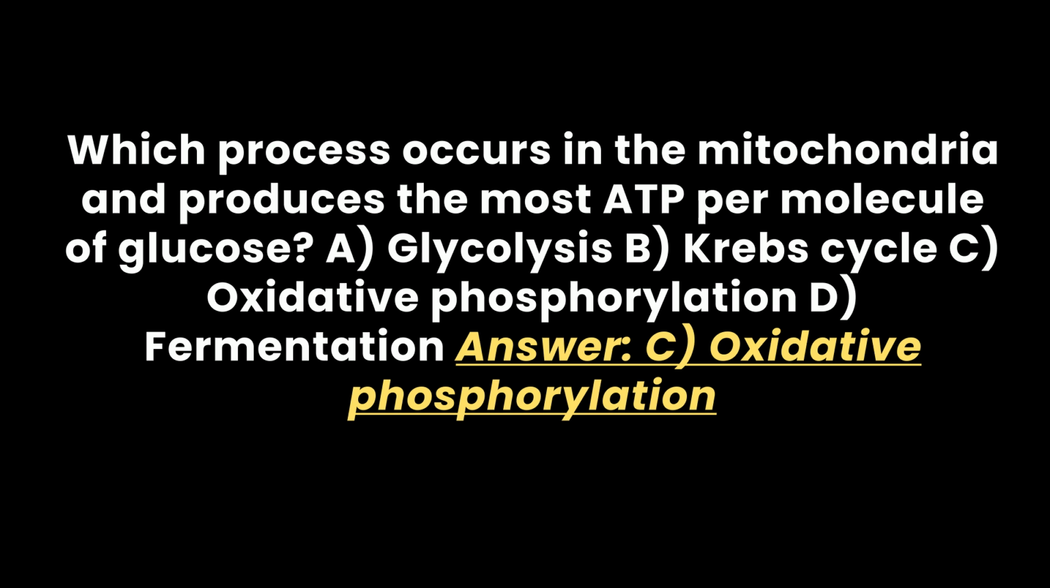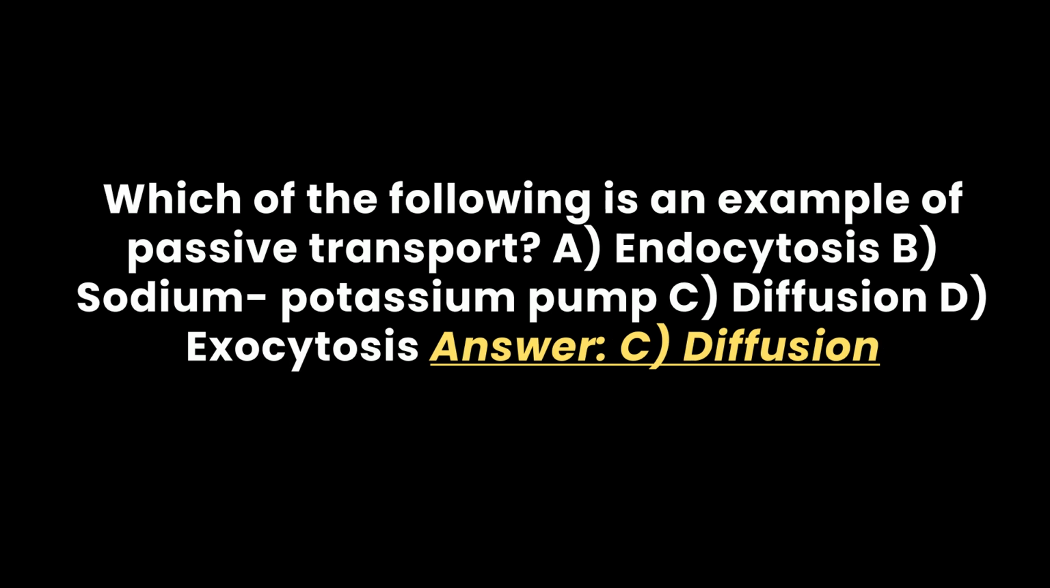A. Endocytosis. B. Sodium-potassium pump. C. Diffusion. D. Exocytosis. Answer: C. Diffusion. Which organelle is known as the suicide sac because it contains digestive enzymes that break down cellular waste?